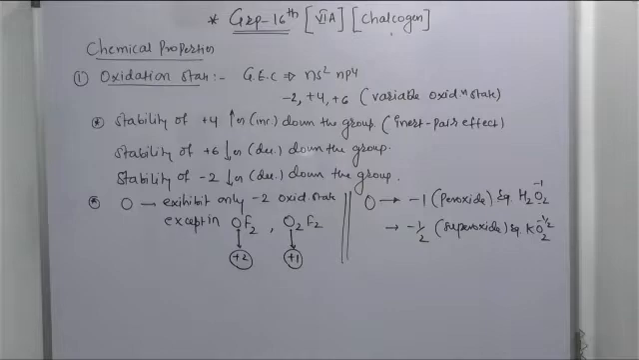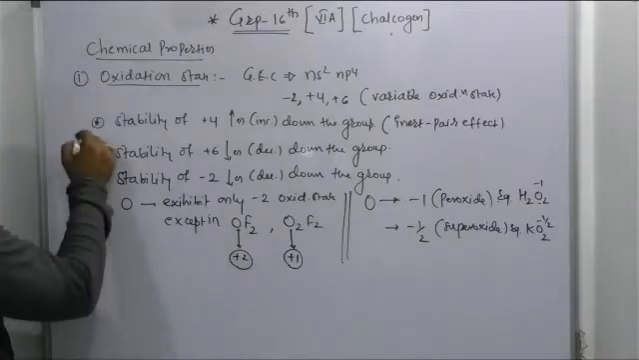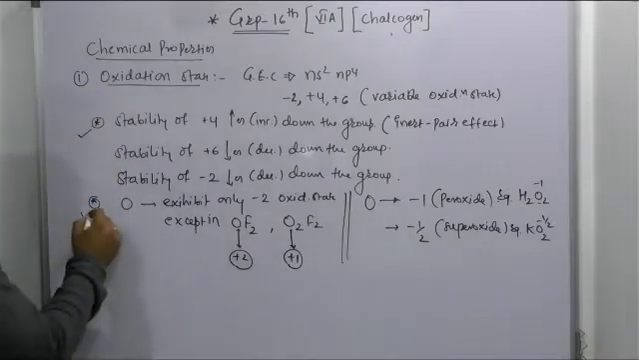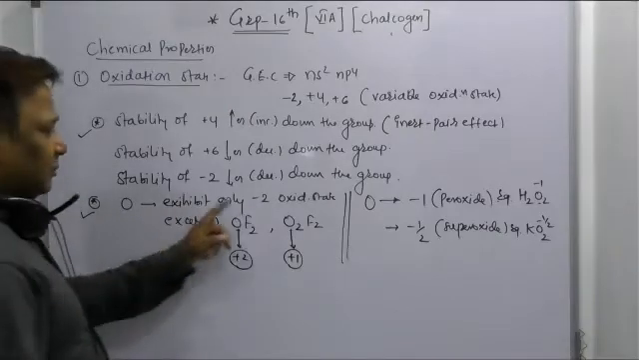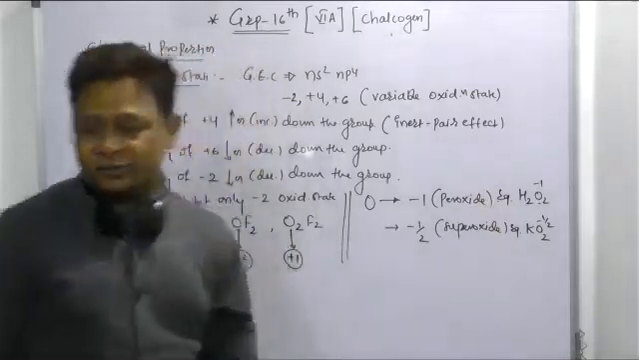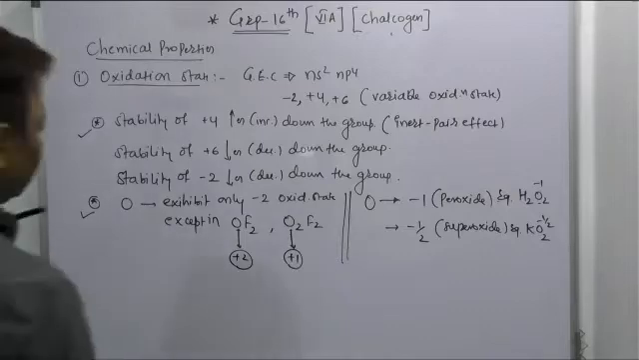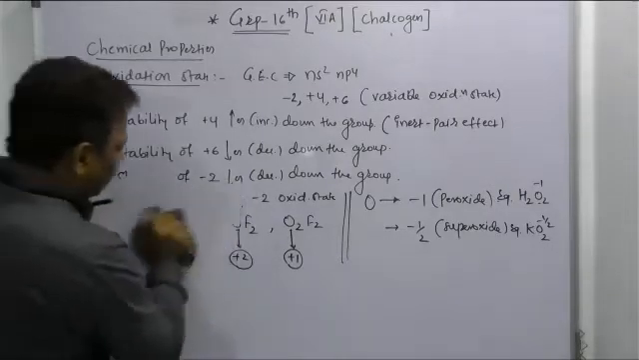Now, the anomalous behavior of oxygen we'll see in the next part. In this oxidation state topic, the most important part about the stability and oxidation states exhibited by oxygen is -2, +1, +2, -1, as well as -1/2. Right? Chalo, take a note of this one. We'll see the anomalous behavior of oxygen now.